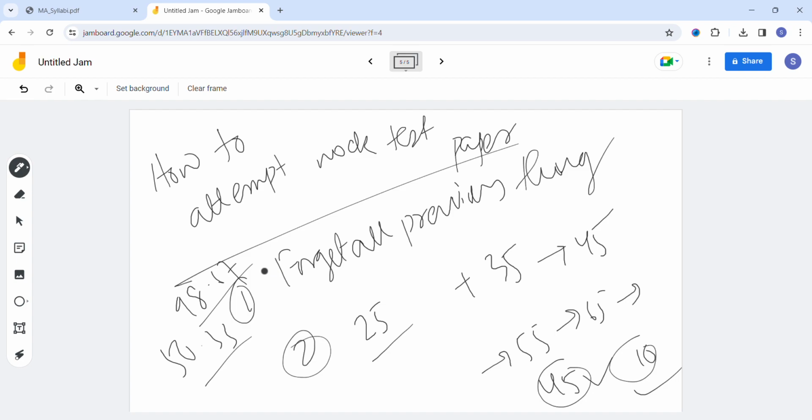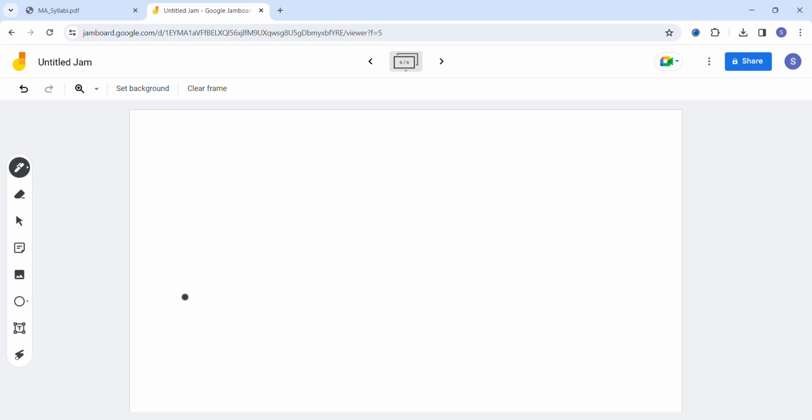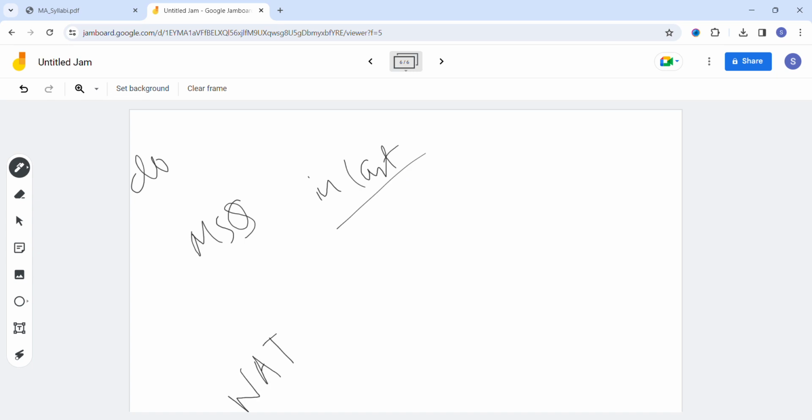Okay. Now the last thing I'm going to tell, it's completely your choice, but my suggestion is: do MSQ in last. Otherwise you can start with NAT, you can start with MCQ, but do MSQ in last. It is very, very important. So what I do, I did the same thing throughout whenever I was attempting the MTPs, and I also did the same thing in the JAM exam.